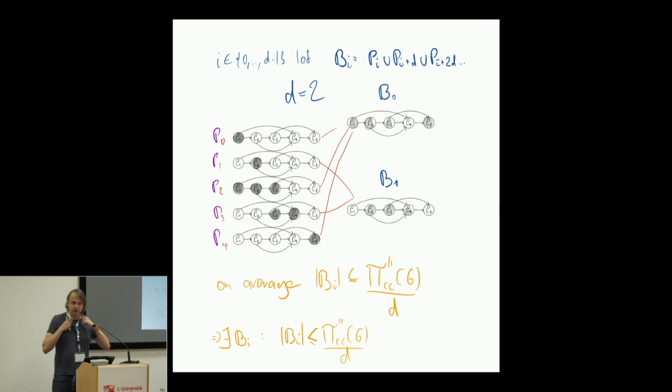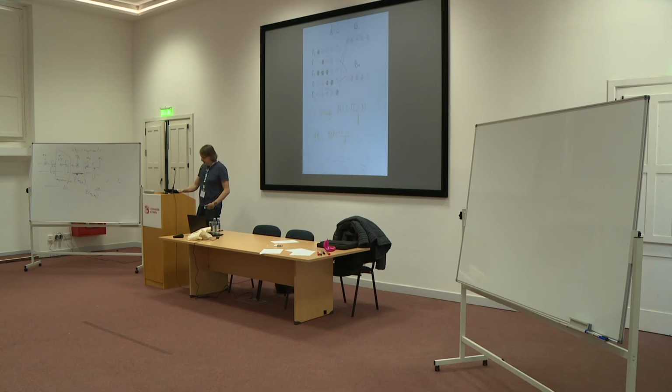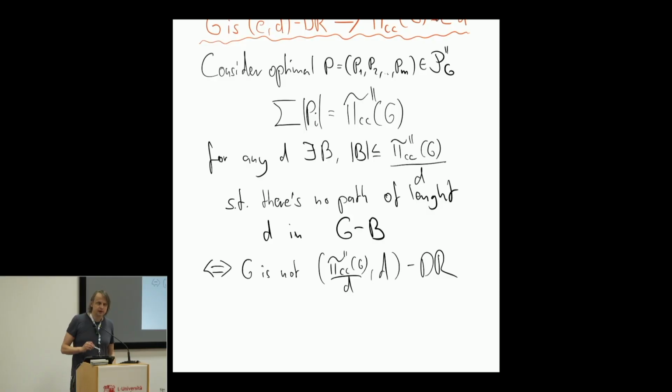So is it clear how I constructed this set? And I claim that this is exactly the set here. So this set B has this size, as we just argued, right? It has the size complexity divided by d. So now I have to convince you of the following thing. I have to convince you that if I remove this particular set from the graph, there is not going to be a path of length d left in the graph.